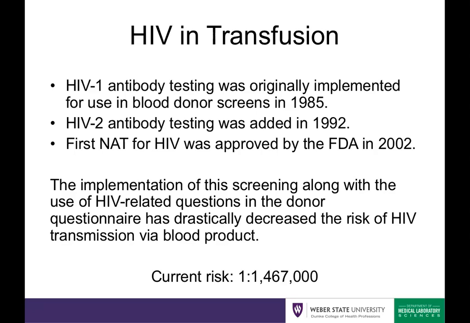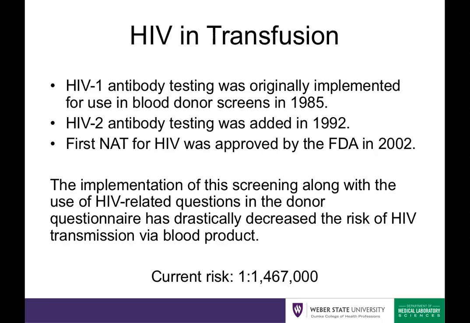HIV-1 antibody testing was originally implemented for use in blood donor screens in 1985. This was right in the middle of the AIDS epidemic, and just a year or two prior, scientists were still trying to figure out where AIDS came from and how it was transmitted. So when this test was finally implemented, it was a huge step in the right direction as far as patient safety and transfusion was concerned.